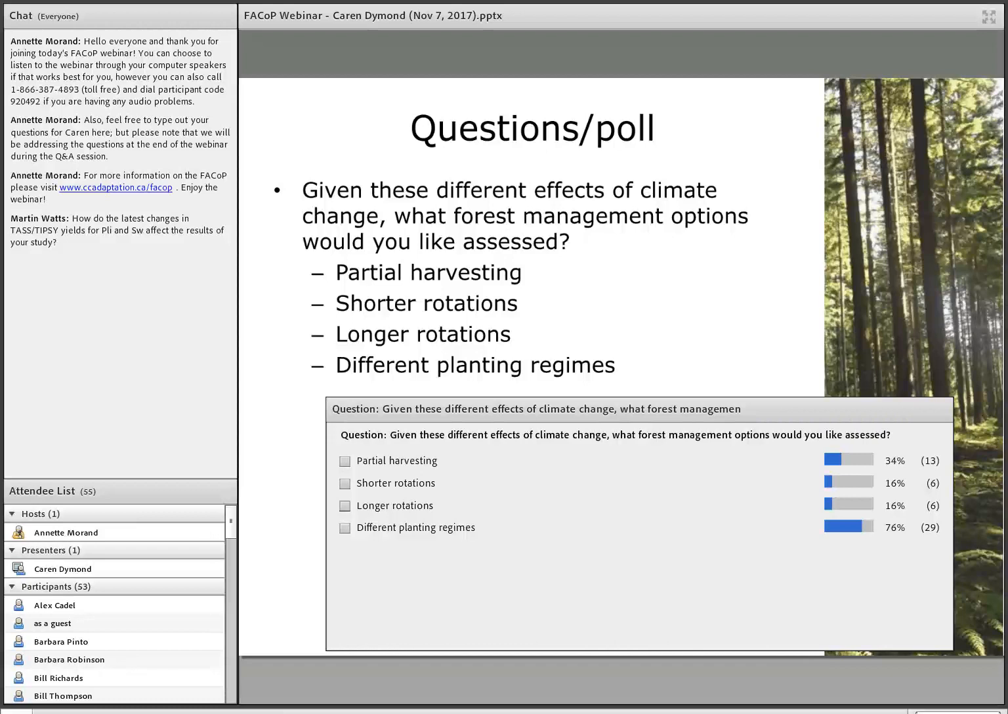Perfect. And we do have a question here from Martin Watts. How do the latest changes in TASS and TIPSY yields affect the results of your study? They don't, so we didn't use TASS or TIPSY. We just used it to help with the calibration, to make sure that the LANDIS output was reasonable. Okay, well, let's go on. Looks like different planting regimes is the overwhelming success of this poll, so that's good, because that's the first thing that we did.